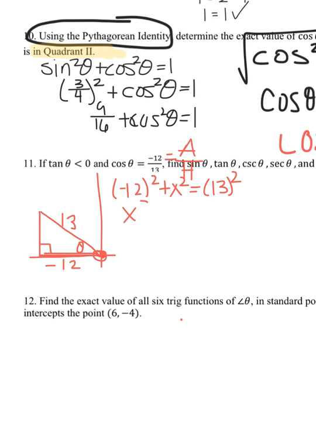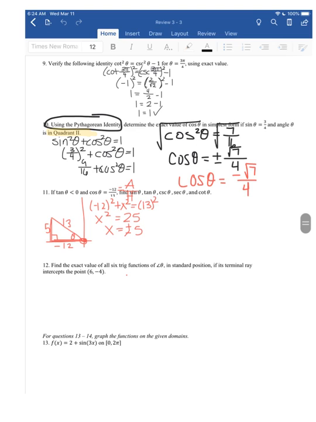That is going to give you x squared is equal to 25. So x is equal to either positive or negative 5. Because we go up, it's going to be the positive 5. So then to figure out all of the ratios, you just do SOHCAHTOA pretty much on that picture.